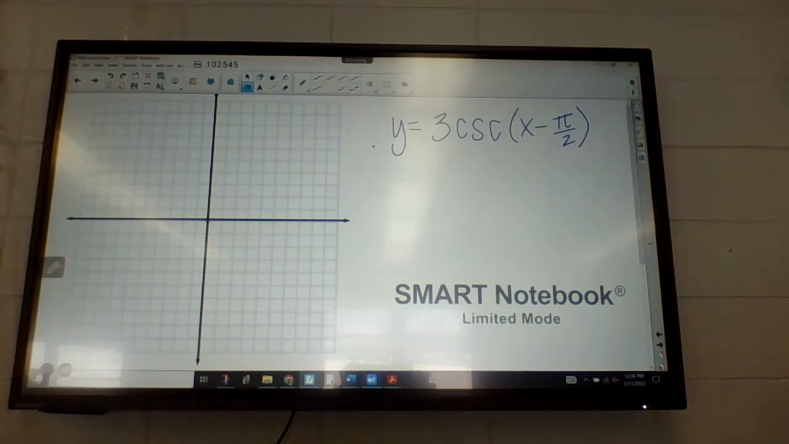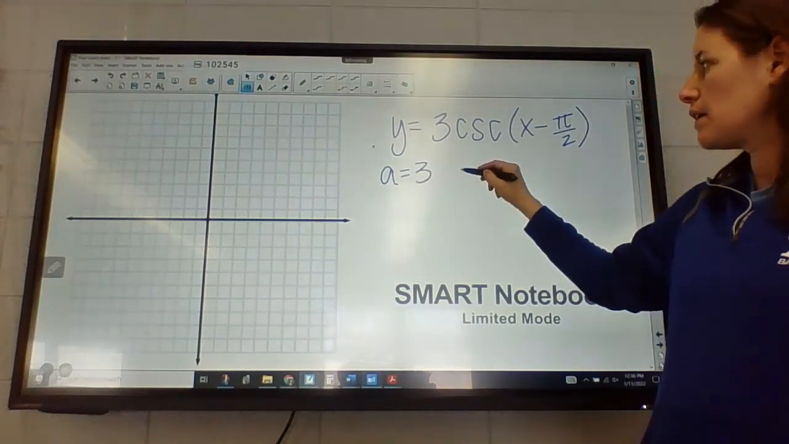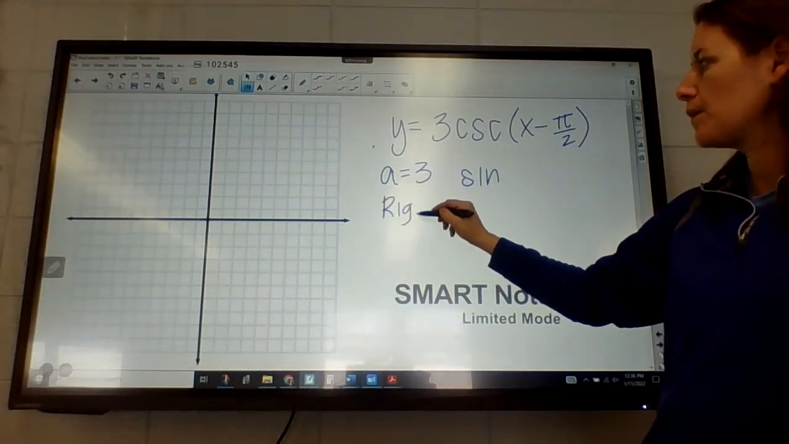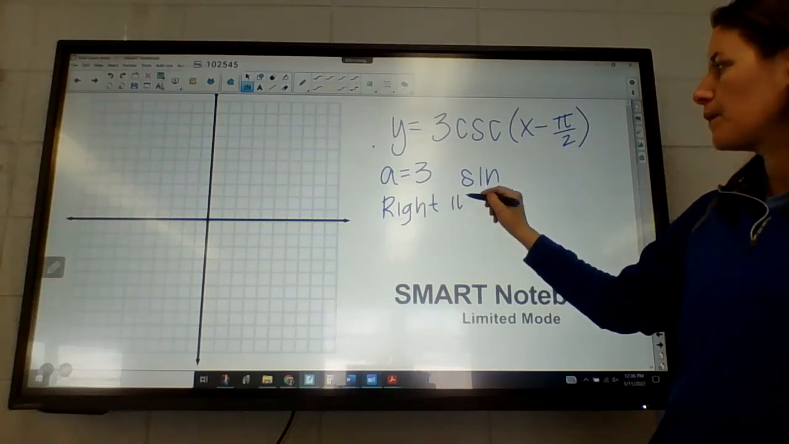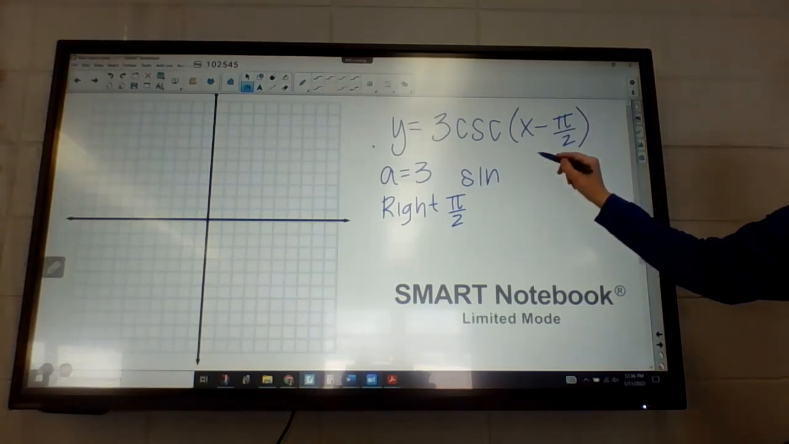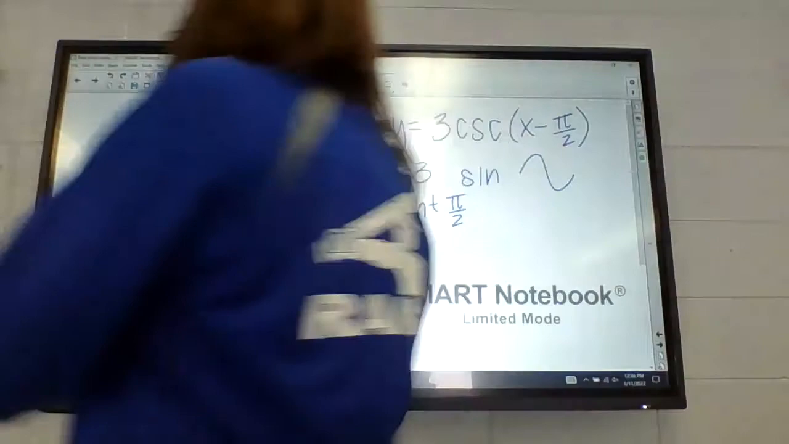Okay. Let's go to the gold channel. So the amplitude is 3. Pi half, yeah. And it's a sine graph. But we have to take that sine graph and shift it to the right, pi over 2. And we have to do an amplitude of 3.